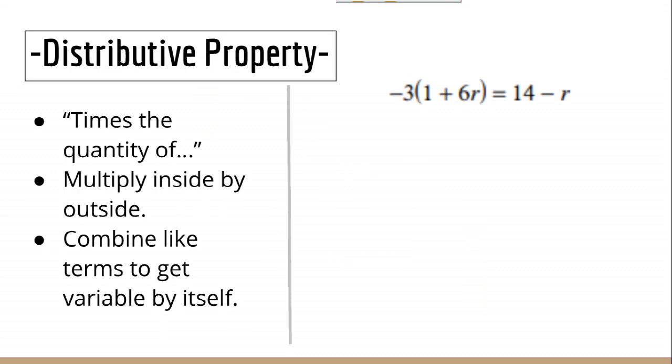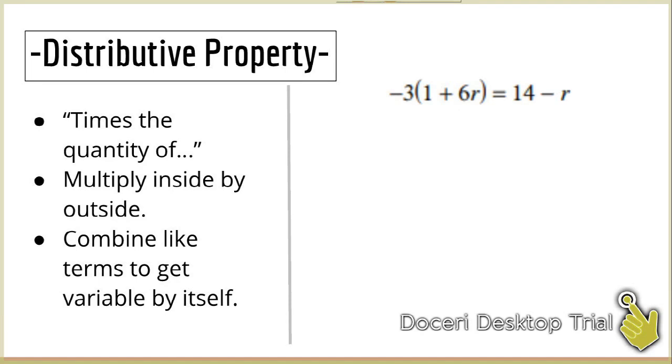So let's look at the first one, using the distributive property. Remember with the distributive property, we read this as "times the quantity of." So when we're reading this, it's negative 3 times the quantity of 1 plus 6r equals 14 minus r. We're going to start by multiplying everything inside by the outside. So everything inside gets multiplied by this negative 3. So we have negative 3 times 1 and negative 3 times positive 6. So we have negative 3, but since it's going to be a negative answer, it's minus 18r, and that's going to equal 14 minus r.